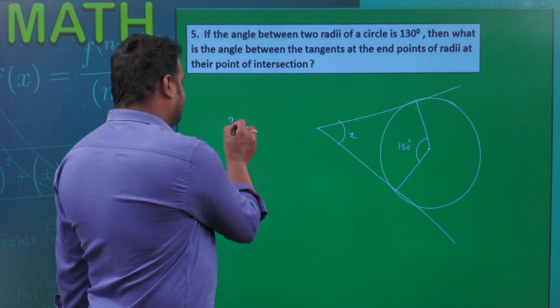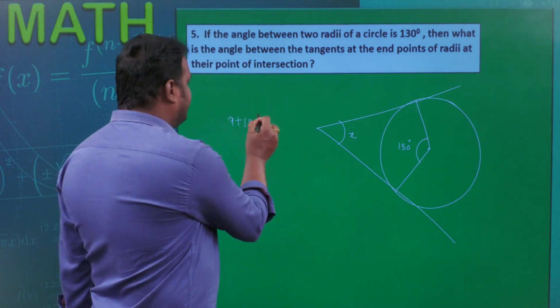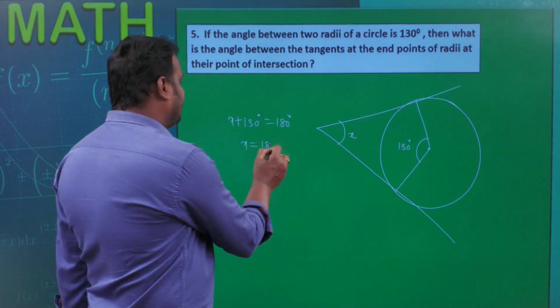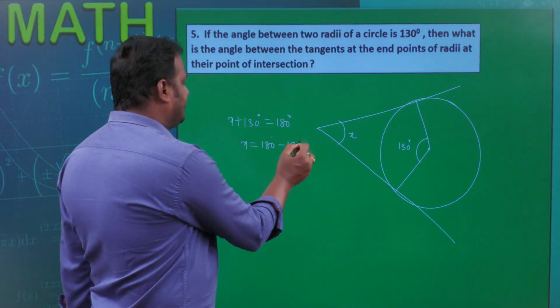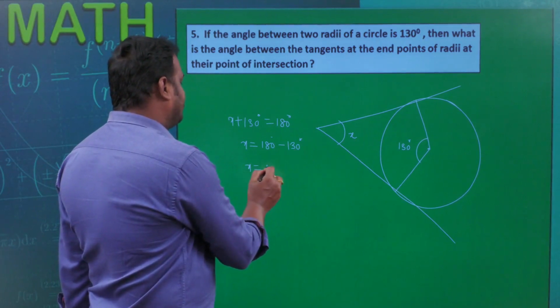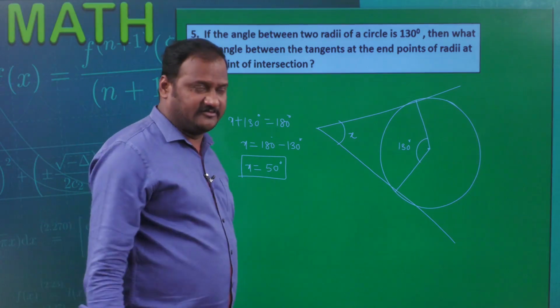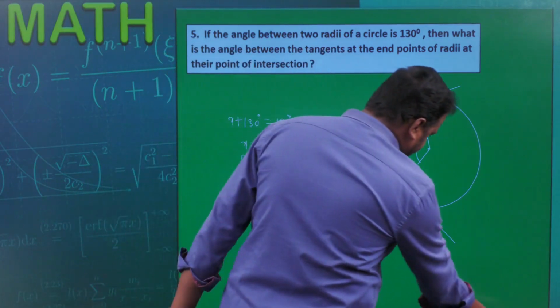Since these two angles are supplementary, x plus 130 degrees is equal to 180 degrees. Therefore, the value of x is equal to 180 degrees minus 130. What is 180 minus 130? Which is going to be 50 degrees. Therefore, the value of x is equal to 50 degrees.